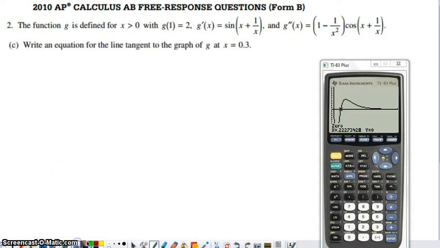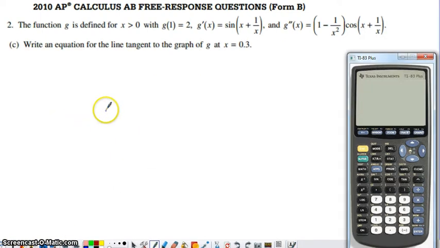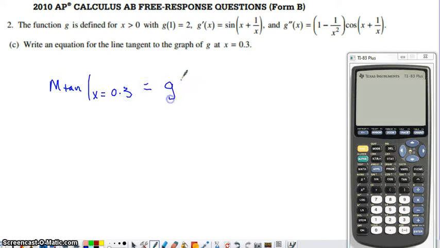If we look at part C, it shouldn't be too bad because it's asking us to find the equation of a tangent line. And it's supposed to be tangent to the graph of g at this x. So we're going to have to start that by finding the slope of the tangent line at that x. And that's always going to correspond to the derivative evaluated at that x.